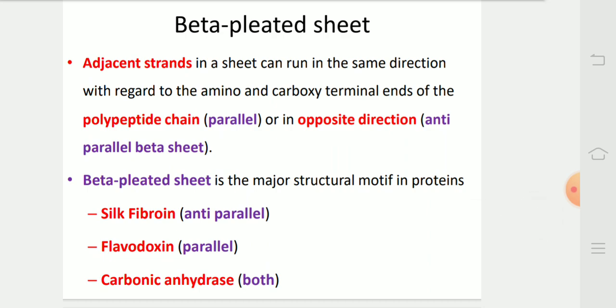Adjacent strands in a sheet can run in the same direction with regard to the amino and carboxyl terminal ends of the polypeptide chain, that is parallel, or in the opposite direction, that is antiparallel beta sheet. Beta sheet is the major structural motif in proteins like silk fibroin that has antiparallel, flavodoxin that has parallel, and carbonic anhydrase that has both.